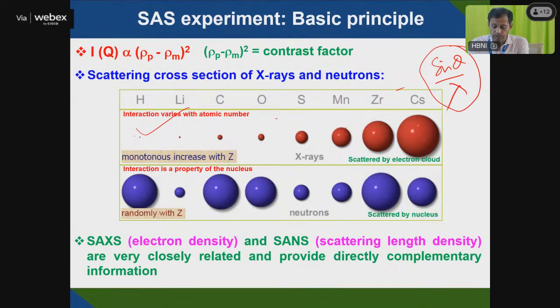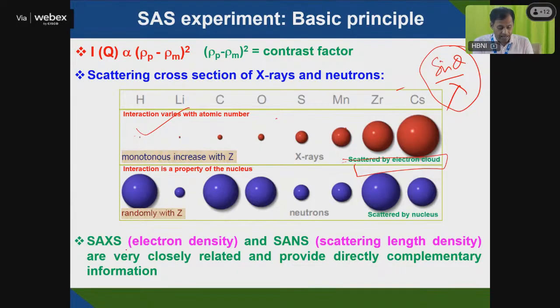But in the case of manganese, zirconium, sulfur, you can see in X-ray scattering the electron cloud is quite large, and it increases monotonically with the Z value. But in the case of neutron scattering, it varies randomly with Z. Hydrogen is quite big, then lithium is smaller, carbon is bigger, oxygen is medium, then sulfur, manganese, cesium are very small. So that means you don't have a dependency on the Z value in the case of the neutron scattering technique.